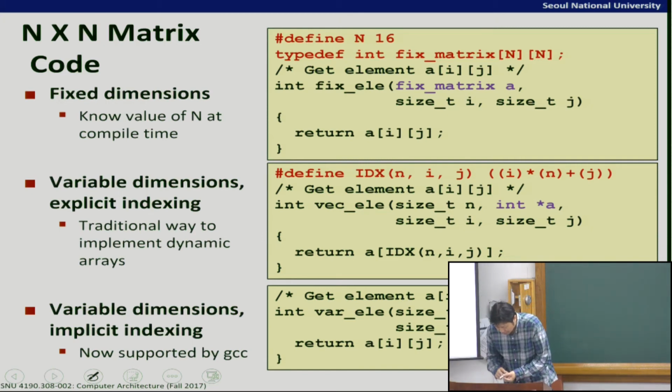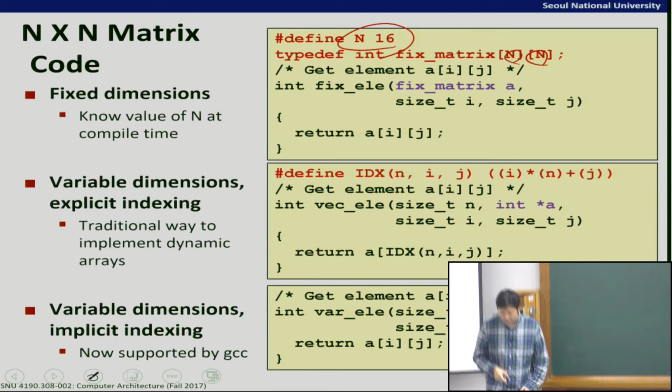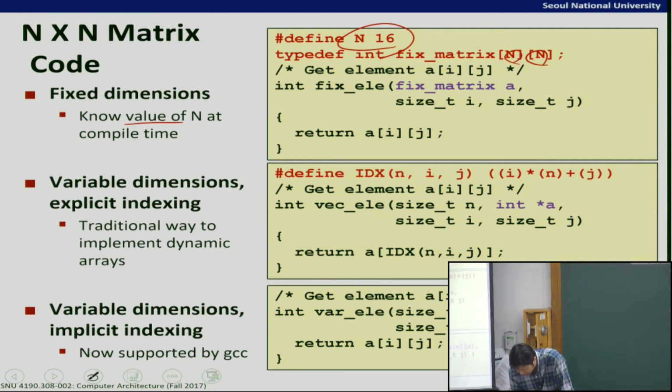In this case, you have a constant, n is 16, and you do a typedef. You define a new type of 2-dimensional integer array, a fixed matrix nn. That means when you write the code, your matrix dimension is already fixed to 16 by 16, and the compiler already knows it. Compiler knows it's a 2-dimensional array with 16 by 16 dimension, right? Then it can do a lot more optimization using this information. That's the fixed dimension: we know this value of n at compile time.